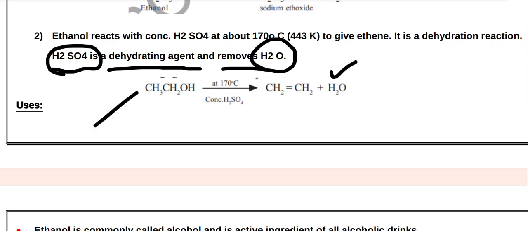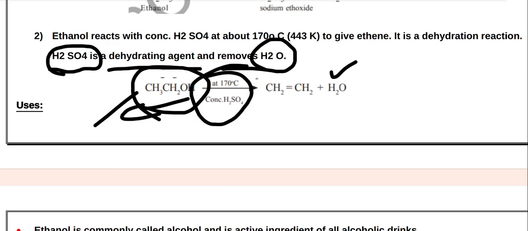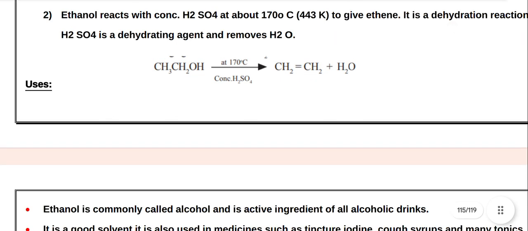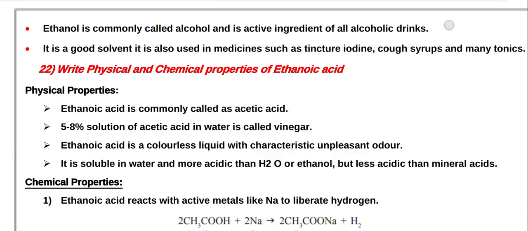You can see the equation here, CH3CH2OH. This is ethanol or ethyl alcohol at 170 degrees centigrade in the presence of concentrated sulfuric acid. CH2 double bond CH2 is formed, next releasing with the H2O. For every dehydration reaction, the final product H2O will be releasing out.